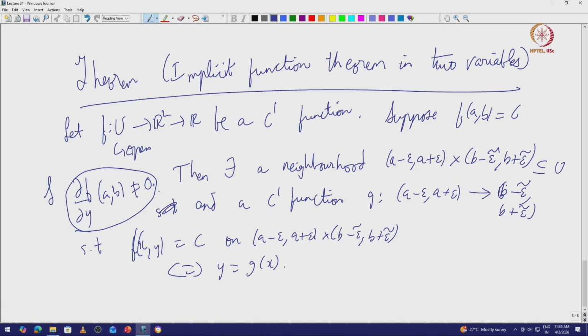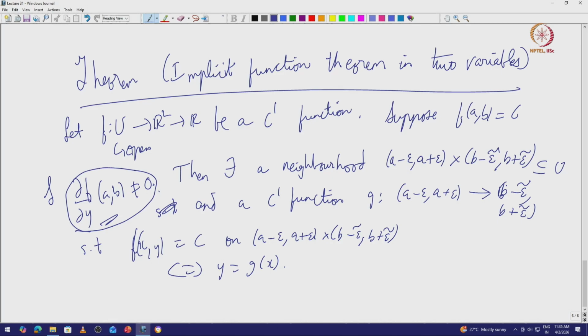This is, in some sense, intuitively simply saying that f actually depends non-trivially on y. The derivative with respect to y is non-zero. When is the derivative with respect to y zero? For example, if f doesn't even depend on y, suppose f of x comma y equals x, then can you solve x equals c? Sure. But can you find y as a function of x uniquely so that x equals c? No, of course not, right?